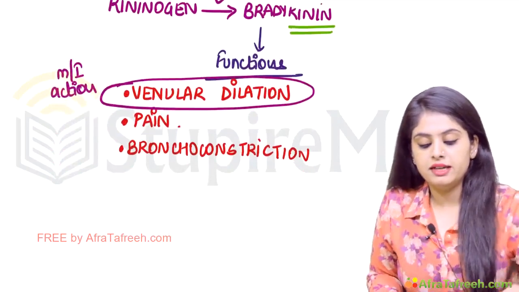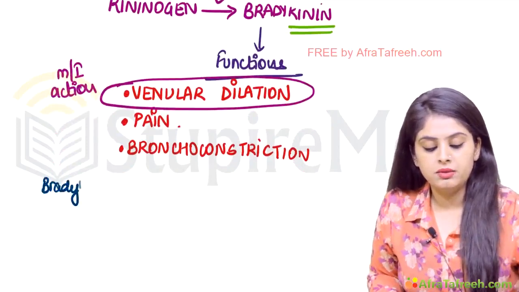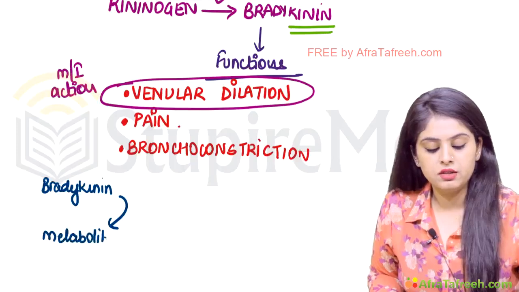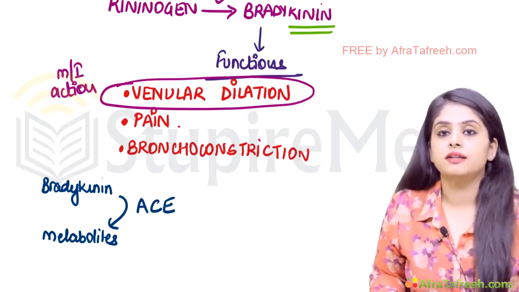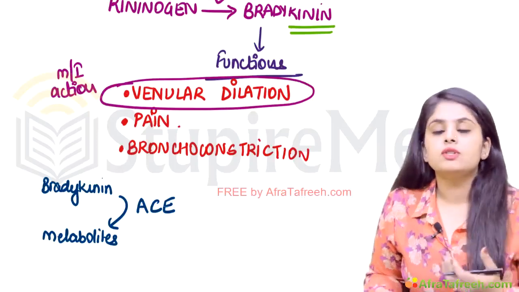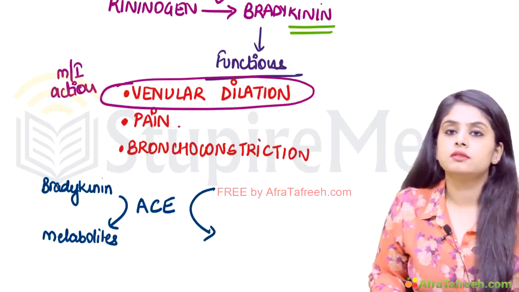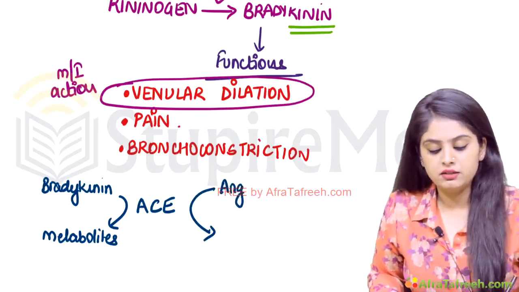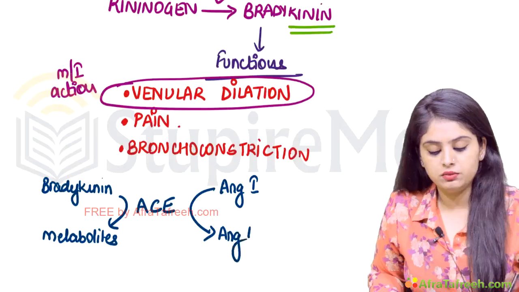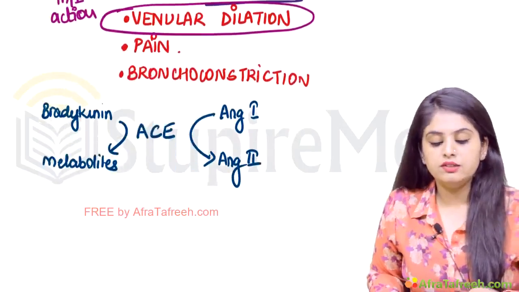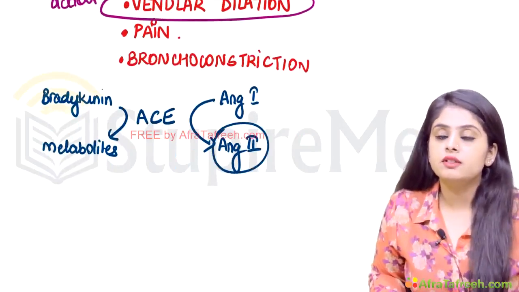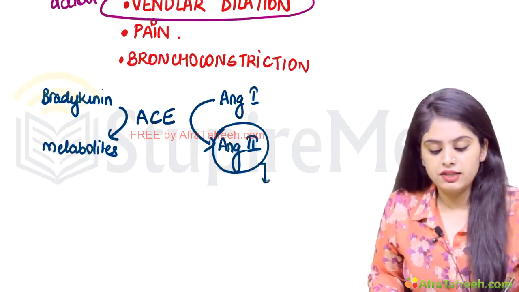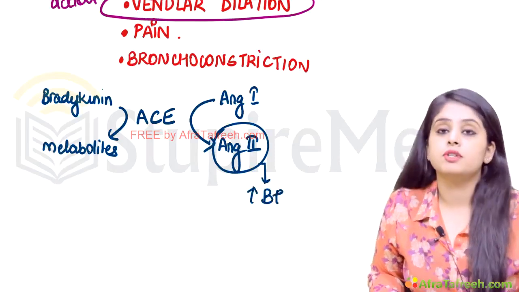What happens in the body is that bradykinin is going to be broken down into its metabolites by an enzyme called ACE, angiotensin converting enzyme, right? What is angiotensin converting enzyme normally doing in our body? It converts angiotensin 1 into angiotensin 2. What is angiotensin 2 doing? This activates the renin-angiotensin system, and aldosterone secretion is activated. Sodium water retention results in elevation of blood pressure, hypertension.